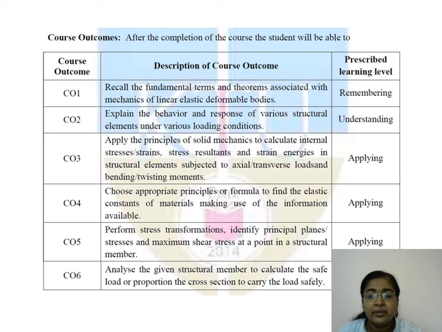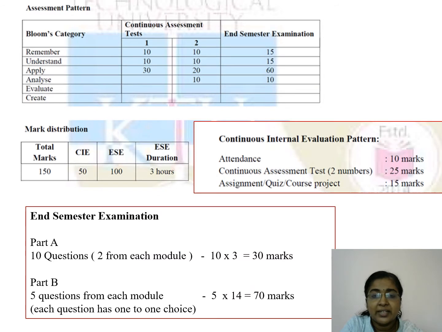And the next one, perform stress transformation, identify principal plane stresses and maximum shear stress at a point in a structural member. And the sixth outcome, analyze the given structural member to calculate safe load or proportion cross section to carry load safely. And the first outcome comes under Bloom's taxonomy level of memory, and second one is understanding, and third, fourth, fifth, and sixth outcomes are the applications of the information that you have studied earlier.